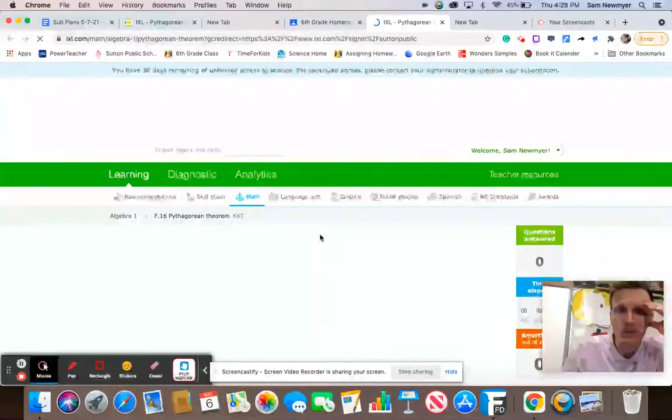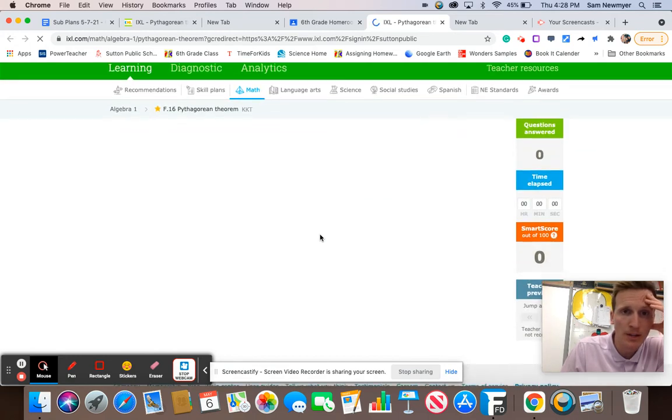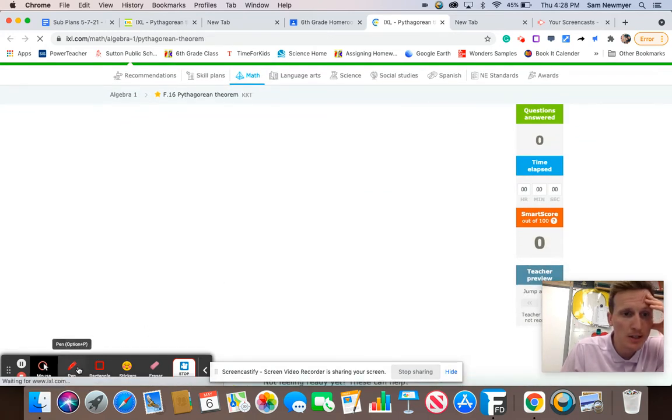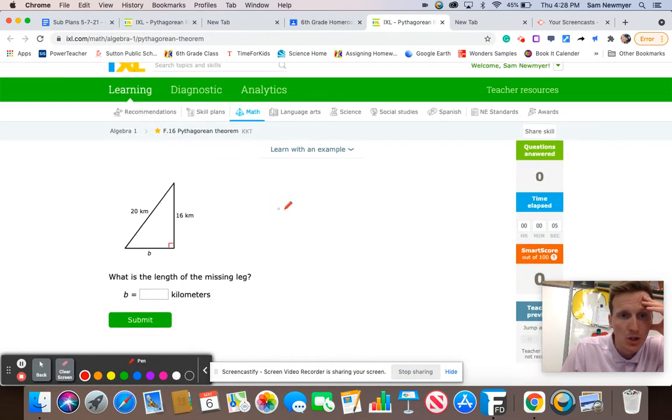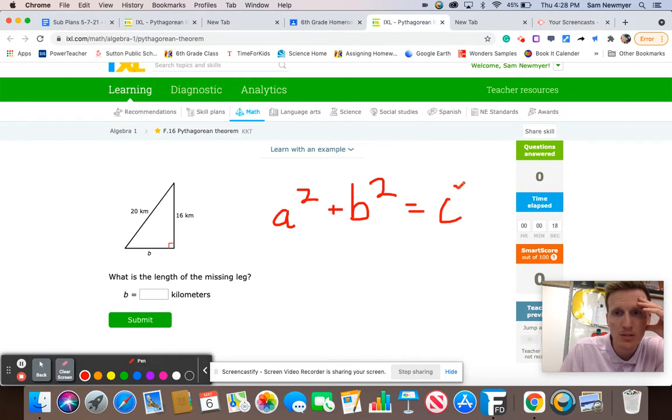Looking at this first one, we've just got to remember our formula. a squared plus b squared equals c squared. Looking at this problem, it gives us our leg, which is 16. Our other leg is b, and always opposite of our right angle is our hypotenuse. So that's going to be c. Okay, so we're just going to plug in for these.